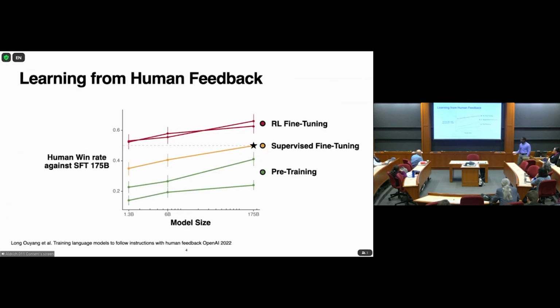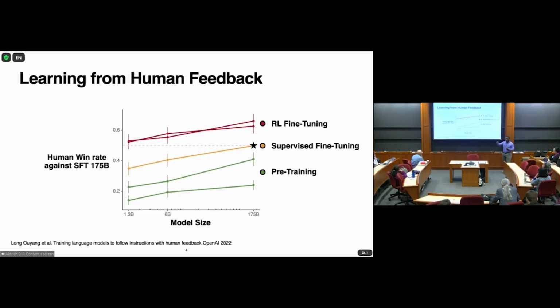And so what happened was that this plot I'm showing is from an OpenAI paper from 2022. What the plot is showing is that if we do supervised fine-tuning, and we can compare that to all the other models that we could have trained, so pre-trained and RL fine-tuning, the human learning rate is a lot higher for models that you train with RL.